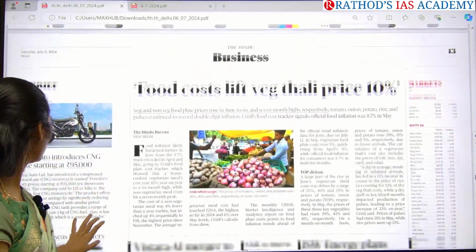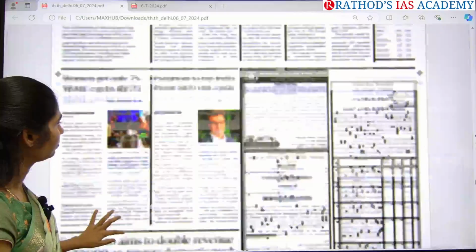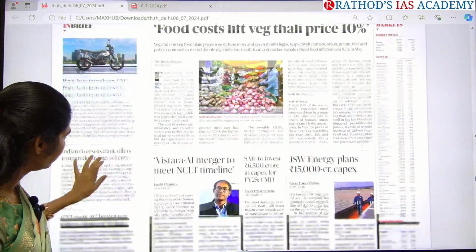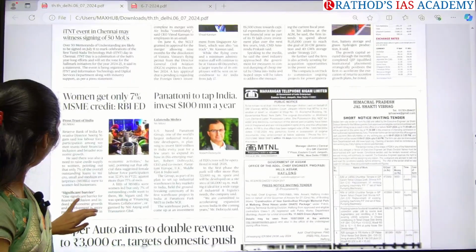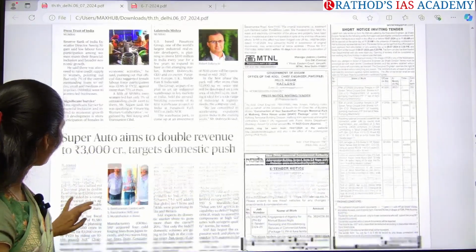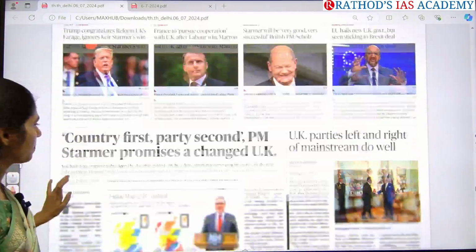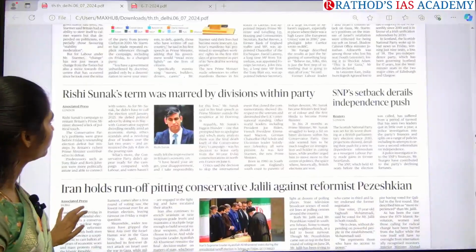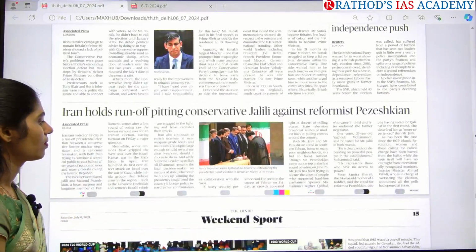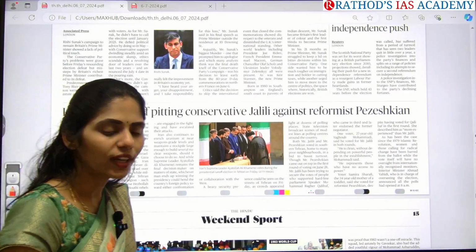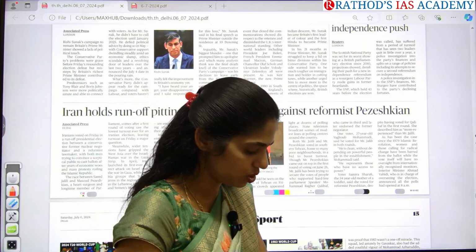Okay, if you go to this business page, there is nothing much important. Even this world page also. Okay, so these are the important articles that appeared in today's Hindu newspaper.